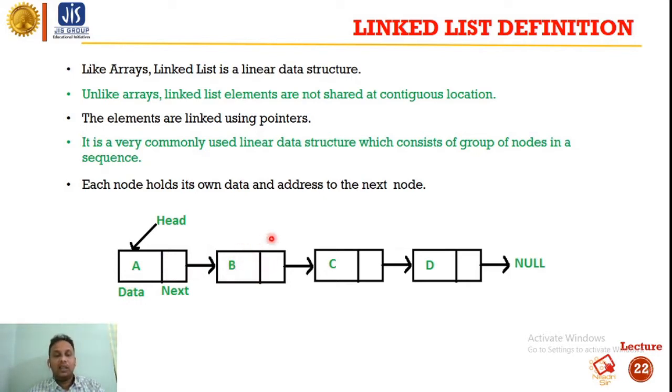In this node 2, this is the data, that is B. And this second portion will hold the address of this C node. And in the last, there is null, as there is no node after this. So that is why this is null.